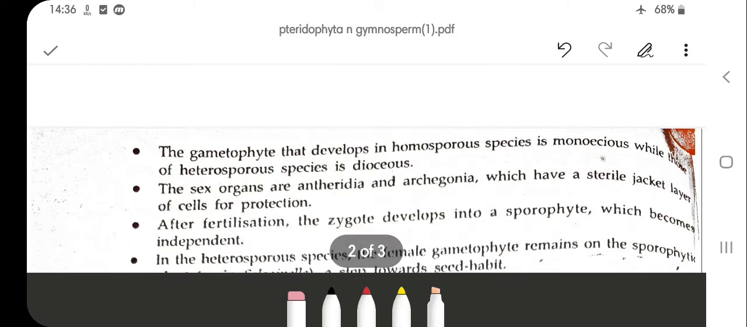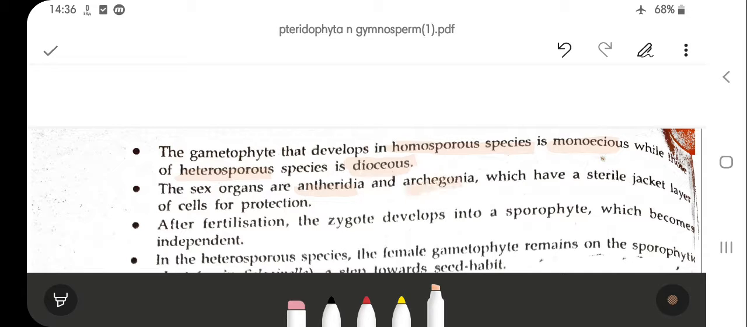So the very common example of Pteridophyte is the fern. Next, the gametophyte that develops in homosporous species is monoecious. Monoecious means bisexual, while those of heterosporous species are dioecious, meaning unisexual. Homo means of the same shape and size, and they are present on the same gametophyte, that is monoecious. Bisexual means male and female are both on the same plant, whereas heterospores means they are on different plants, so that is unisexual. The sex organs are antheridia and archegonia.